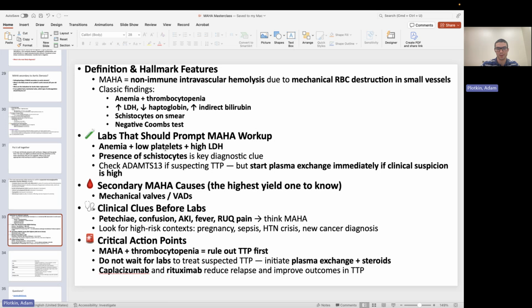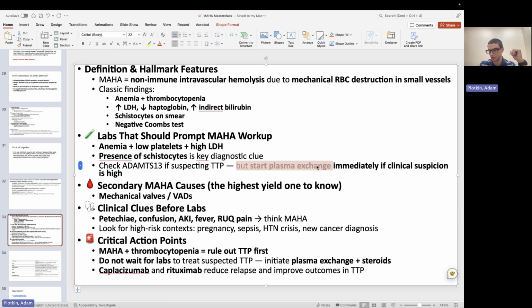If you see a patient with anemia plus low platelets plus high LDH, get a peripheral smear, confirm the schistocytes. It's a diagnostic clue. If we're suspecting MAHA, we should suspect TTP. That's one of the most scary ones, and then treat appropriately. If I suspect TTP at all, we start plasma exchange. If there's a little bit of clinical suspicion, we should start plasma exchange. Secondary causes, the one we talked about was mechanical valves. There are other causes that I'll talk about later. Mechanical valves are the biggest ones. Again, petechiae, confusion, AKI, fever, right upper quadrant pain, you can all think about MAHA.